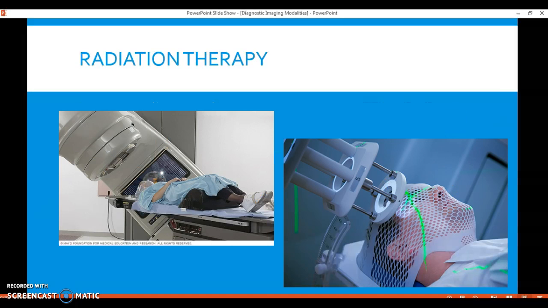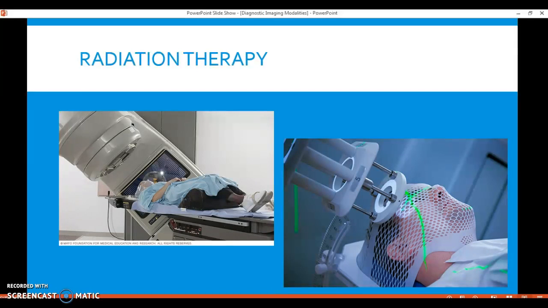In these images, the image on the left is a linear accelerator. This is how the radiation therapy is administered. And the image on the right is a patient placed under a linear accelerator. You can see they're putting in an immobilization device. This is so the patient does not move and the point of entrance does not change.